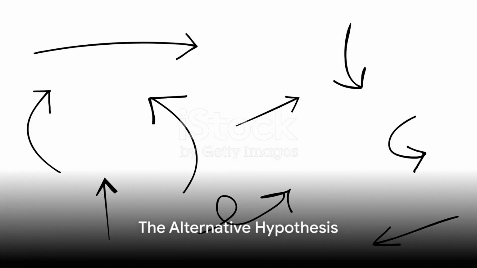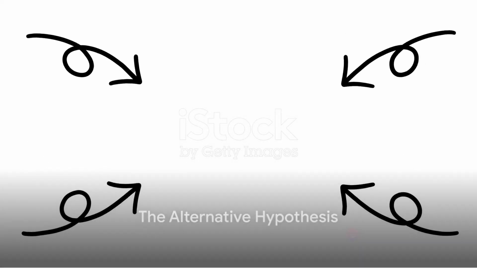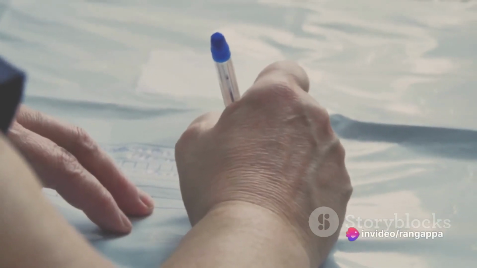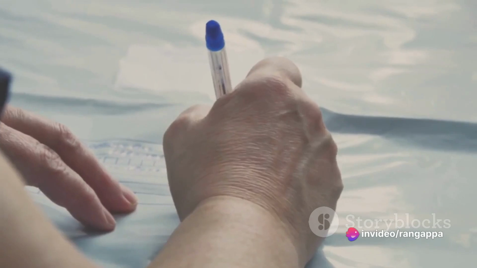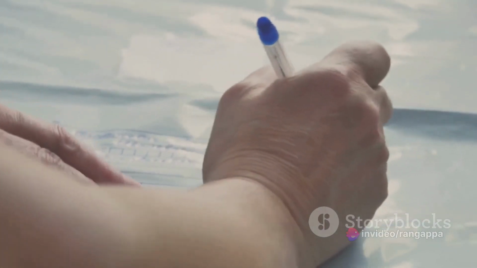Then we have the alternative hypothesis. This is the statement that we want to provide evidence for. It's basically the opposite of the null hypothesis. It's saying, hey, there might be something interesting going on here.